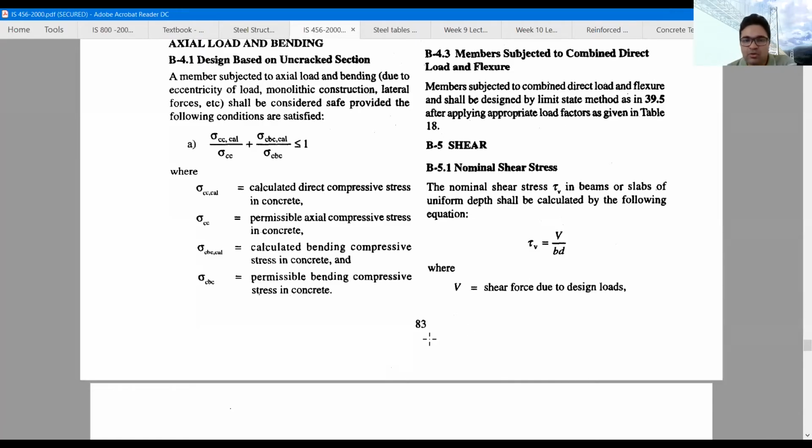There you can see on page number 83, B5, which is about the shear force. In the shear force, the first parameter that we have to find out is the nominal shear stress, and the formula is given here: tau v is equal to V upon bd. This is the formula that we will be using to find tau v. Tau v is called nominal shear stress, and it is because of the external force, and V is the shear force that we calculate.